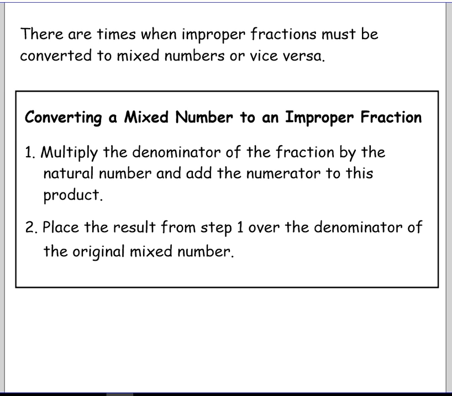There are times when improper fractions must be converted to mixed numbers or vice versa. So converting a mixed number to an improper fraction, first we multiply the denominator of the fraction by the natural number and then add the numerator to this product. And then second, we place the result from step 1 over the denominator of the original mixed number.